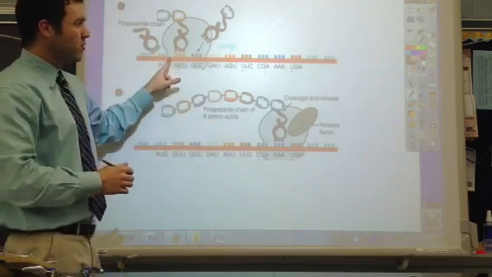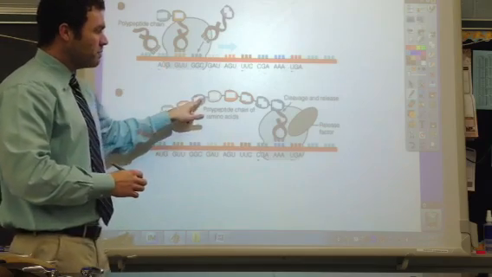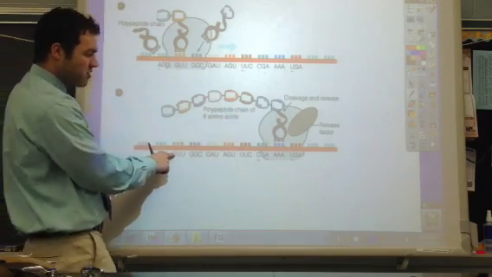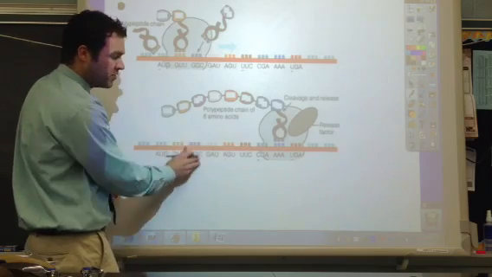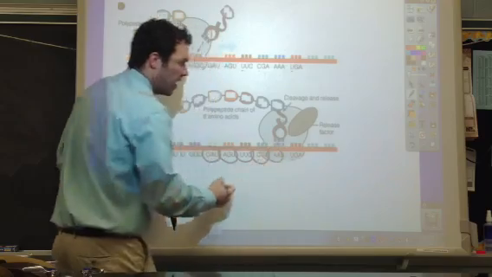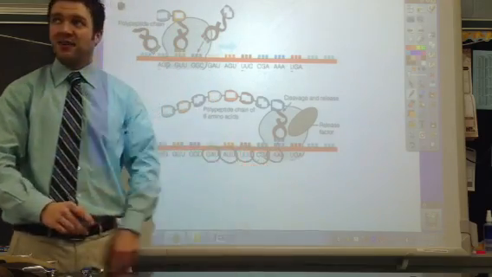So what you can do on your notes is fill in what would be the sequence of these amino acids. AUG, GUU, GGC were already done. Continue with the next grouping until you get to AAA.